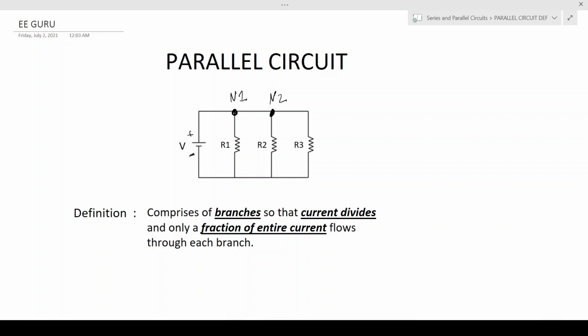We have the current flowing through the positive terminal of our voltage source into the node. So I max flows from the positive terminal of our voltage source into N1, which is node 1. And once it hits the node, the current divides. So we have a part of I max flowing down into R1, and we'll denote that current by I1. And then there's a part of I max that flows to the right side of the circuit into the other nodes.